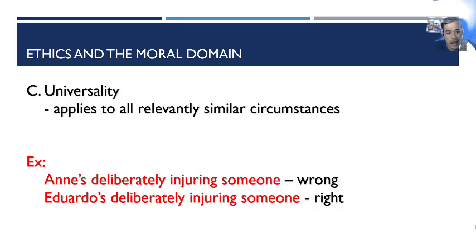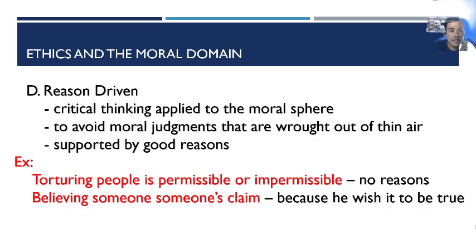Let's say, for example, Ants deliberately injuring someone. We judge that as wrong. But in another scenario where Edward deliberately injures someone, we say it's right. That is wrong. It should also be wrong. There should be some sort of consistency, because if there's no consistency, then we violated this one characteristic of ethics: universality.